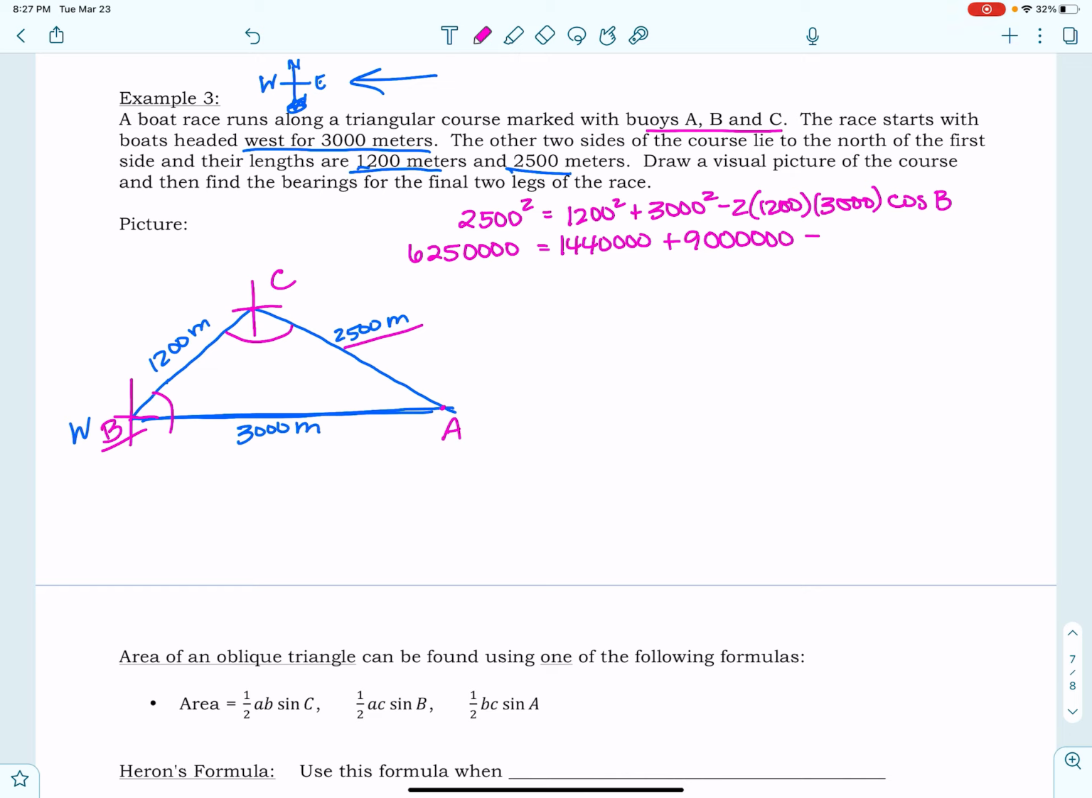2 times 1200 times 3000 gives me a really big number. Okay, that's exhausting. All right, so remember, these are like terms because they are constant, so I'm going to add them together. See, I almost forgot a zero.